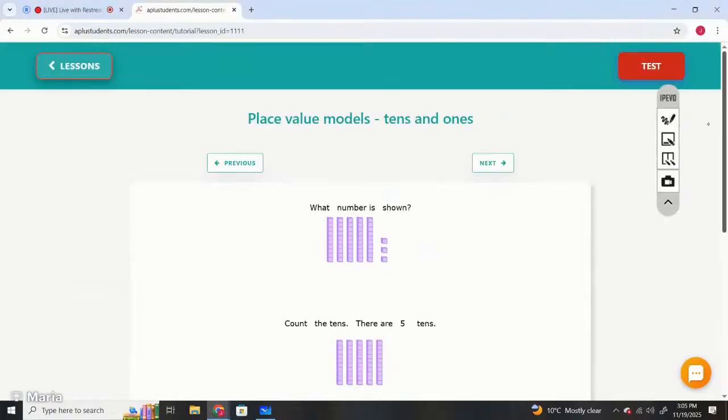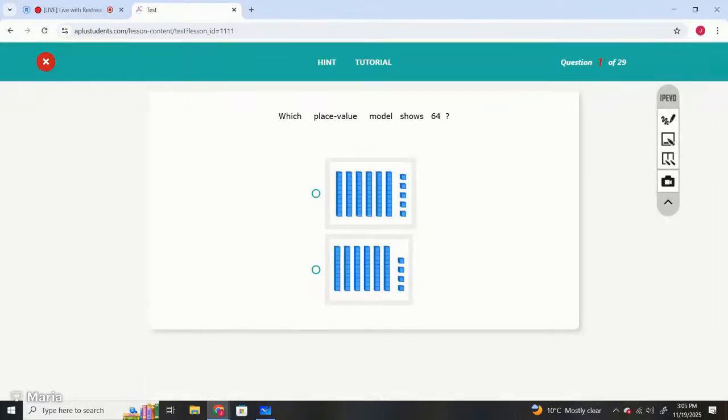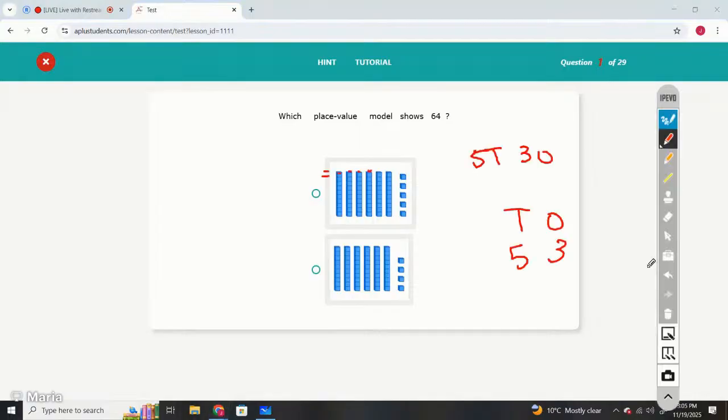Let's just start with the test questions. Which place value model shows 64? So let's just see. 64 means we have four ones and six tens, right? So let's just see which one has four ones and six tens. One, two, three, four, five. Here we have five ones and six tens, so this is not the correct option.